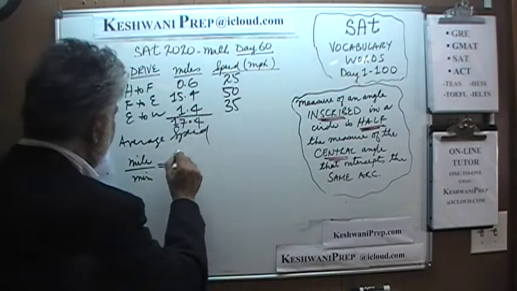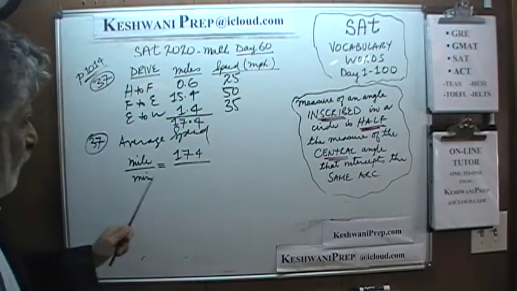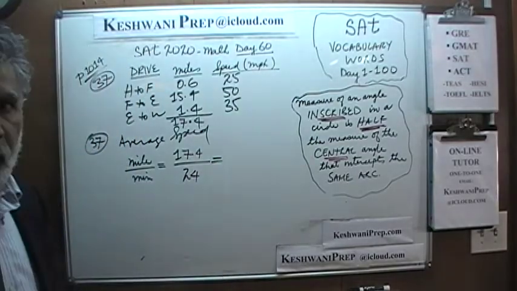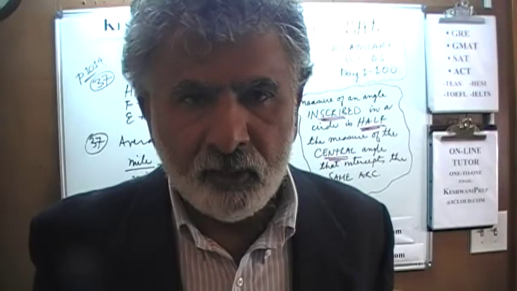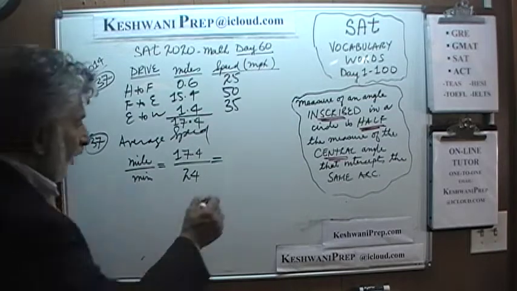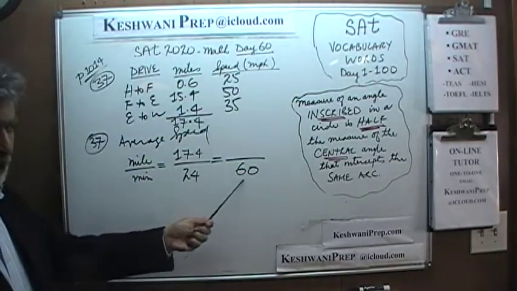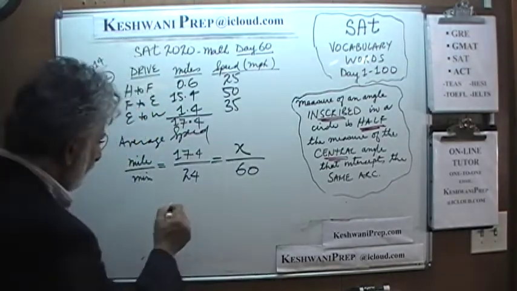We're going 17.4 miles, we are told, in 24 minutes. That makes life very easy. And we're going to find the average speed. Average speed means how many miles I can travel in 1 hour. 1 hour has 60 minutes. I know I can travel this many miles in 24 minutes. How far can I go in 60 minutes? If I can figure out how far I can go in 60 minutes, that's my speed. That's x. Let's solve for x.